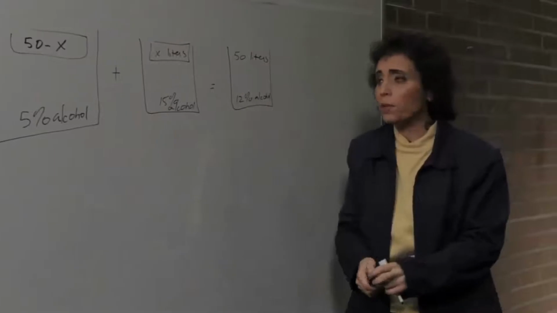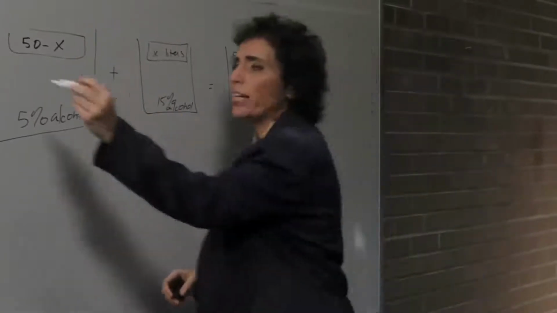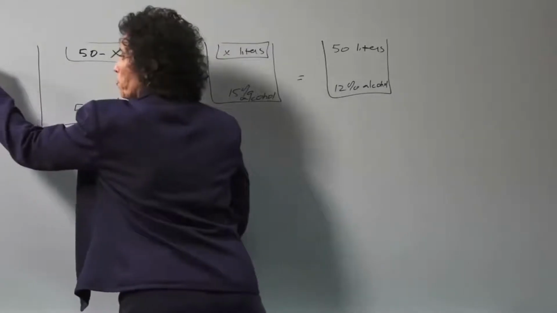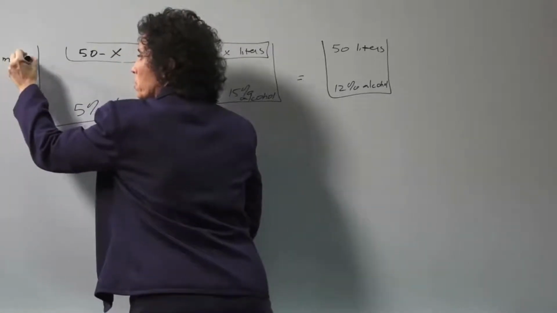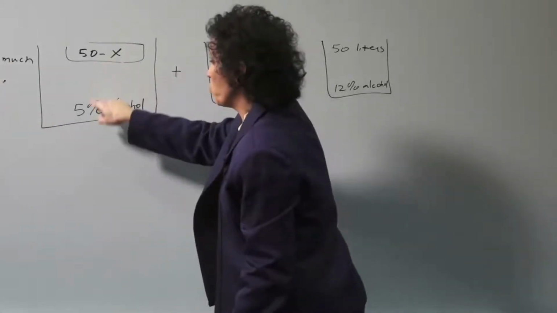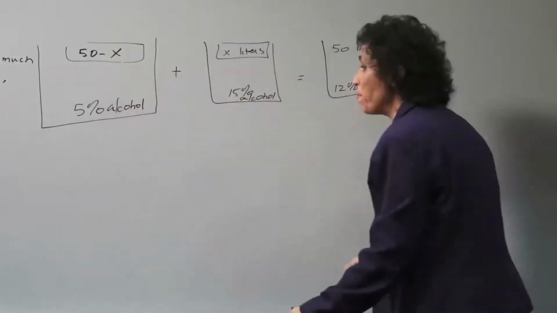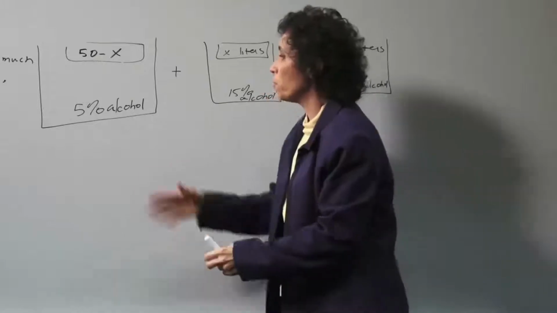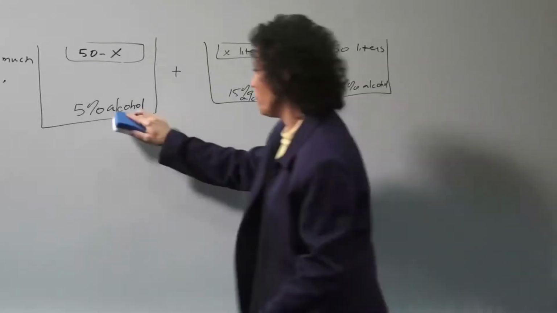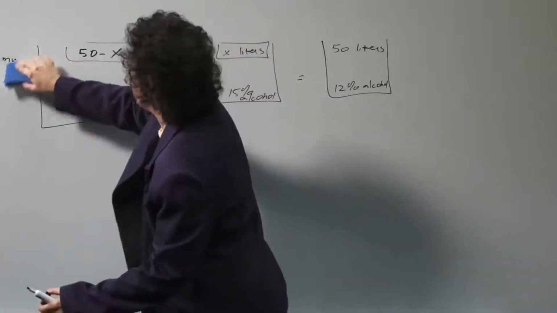So this is the setup. Now, all we do is remember it's how much times how many. Actually, this would be how many, and this would really be how much. Not that it matters much because it's commutative, but it's how much times how many. And this is really how much, and that's how many liters I have.